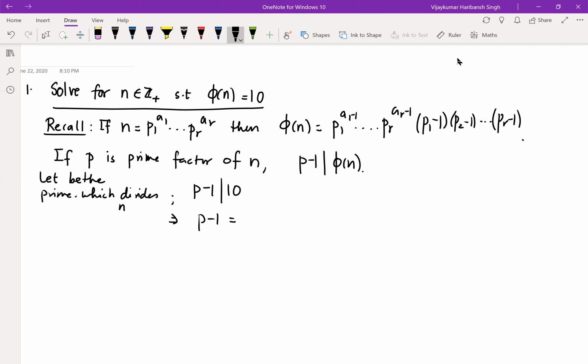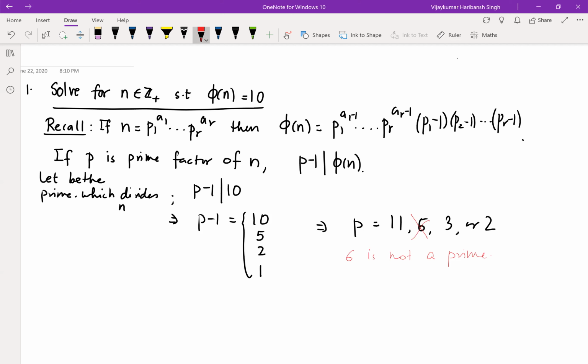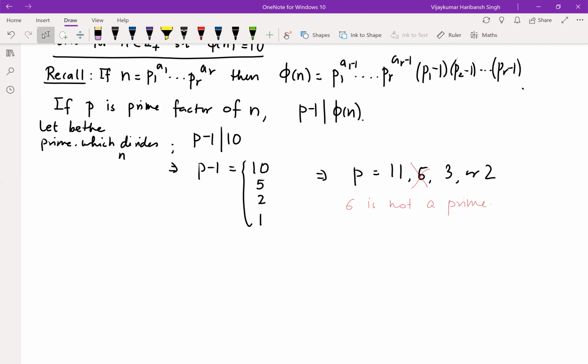Therefore, the possibilities for p minus 1 are 10, 5, 2, 1. Which implies p equals 11, 6, 3, or 2. Now, 6 is not possible, 6 is not a prime. So we have 11, 3, or 2 as possible prime factors of n. So we have restricted our search now.